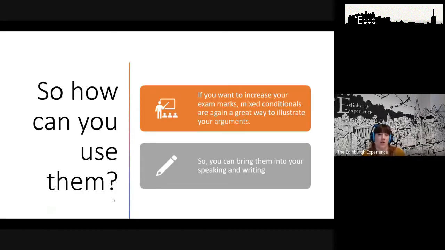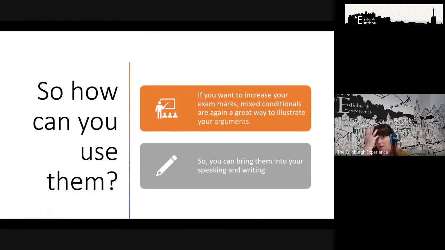Thinking about how you can actually use a mixed conditional. Basically, if you want to increase your marks in exams, the same way that we saw with both second and thirds, mixed conditionals are brilliant ways to illustrate your arguments, okay? So they're great ways to make scenarios because you're speaking hypothetically, and they can be brought in really well into your essay writing, for example, or into your speaking.